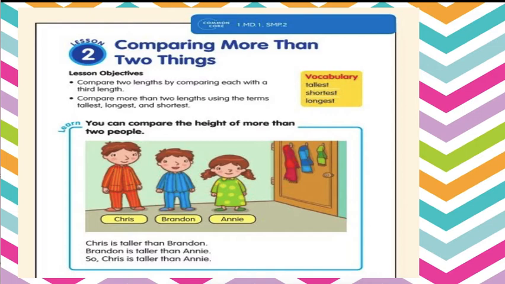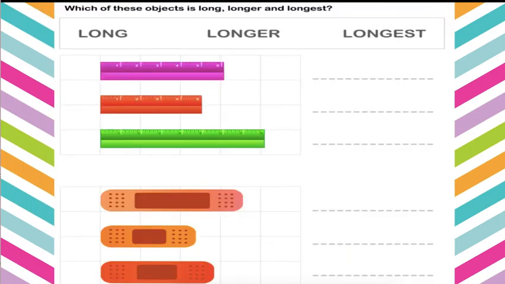Comparing more than two things, we are going to compare two lengths by comparing each with a third. So we can say something like tallest, shortest, longest. In this picture, Chris is wearing orange pajamas. Brandon is wearing blue pajamas. Annie is wearing a green dress or green pajamas. So Chris is taller than Brandon. Brandon is taller than Annie. So Chris is taller than Annie.